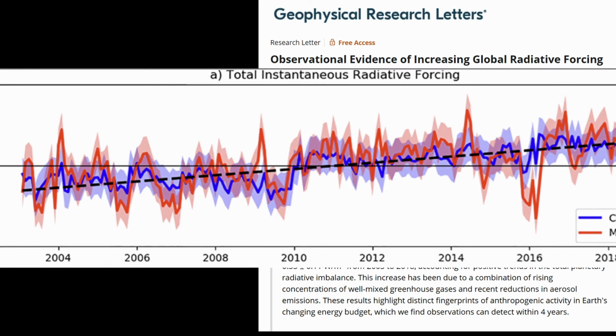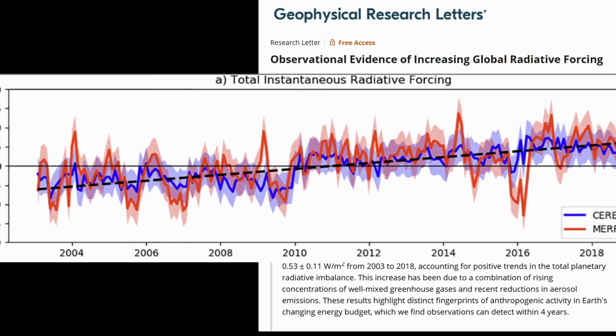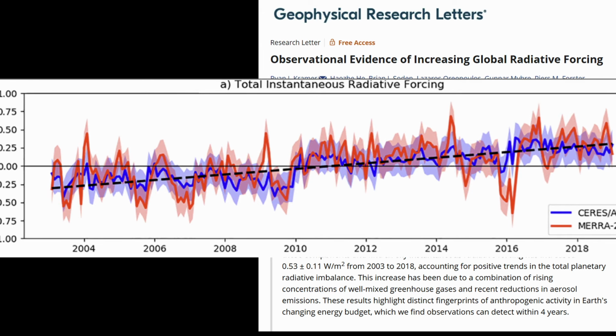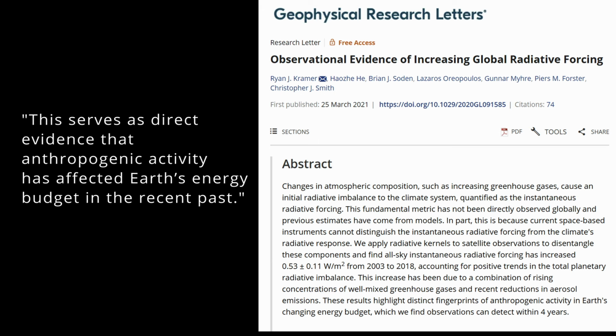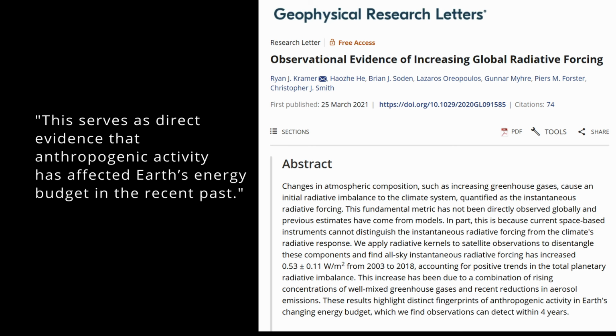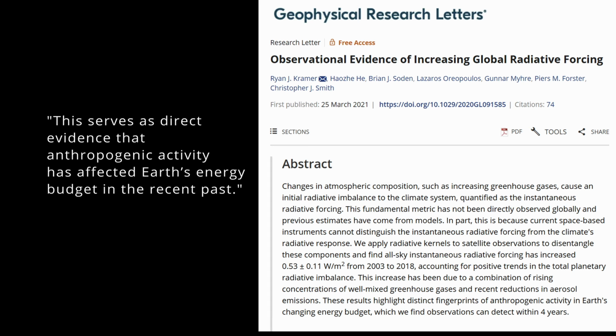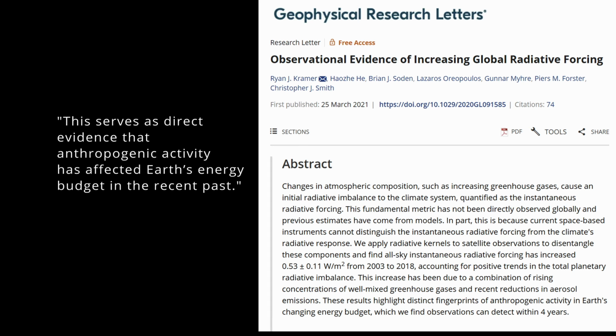They're using satellites, but they're speaking from the perspective of the surface here. They show that it increases by 0.53 watts per meter squared from 2003 to 2018. You can see the chart here. In their words, this serves as direct evidence that anthropogenic activity has affected Earth's energy budget in the recent past.